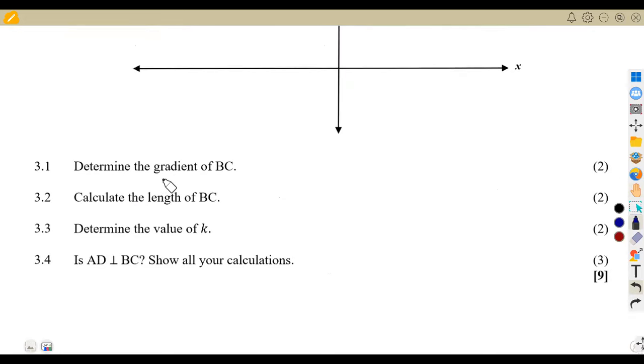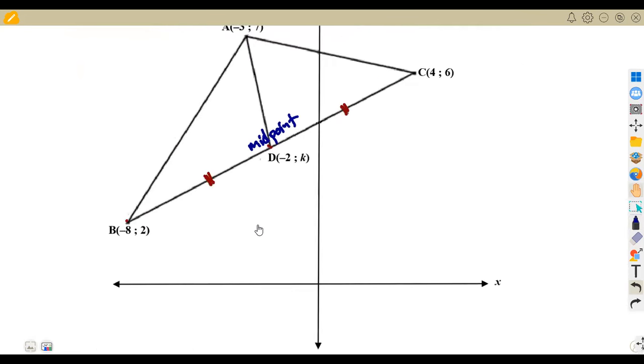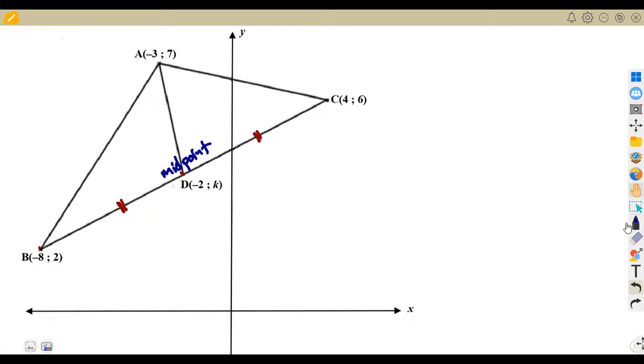All right, so the first part of our question, 3.1, was to determine the gradient of BC. Remember, the gradient is simply the change in y over the change in x. That is the increase or the decrease in y over the increase or decrease in x. So when you're asked to calculate the gradient of BC, we can use the small letter m for gradient. So this is the gradient of line BC.